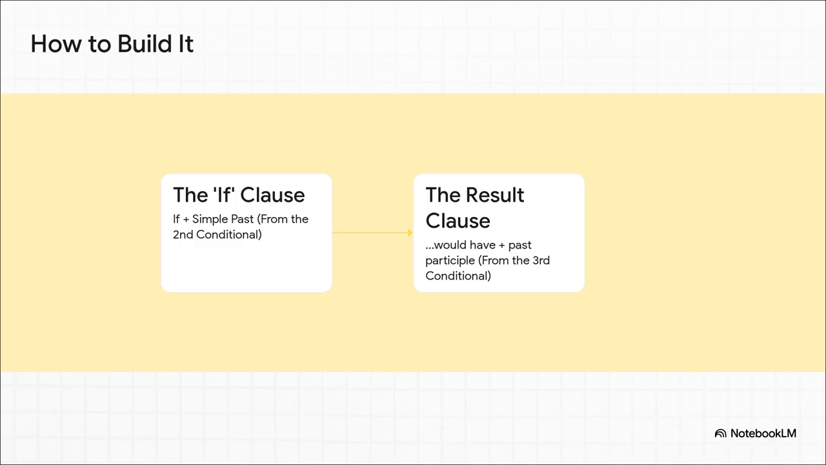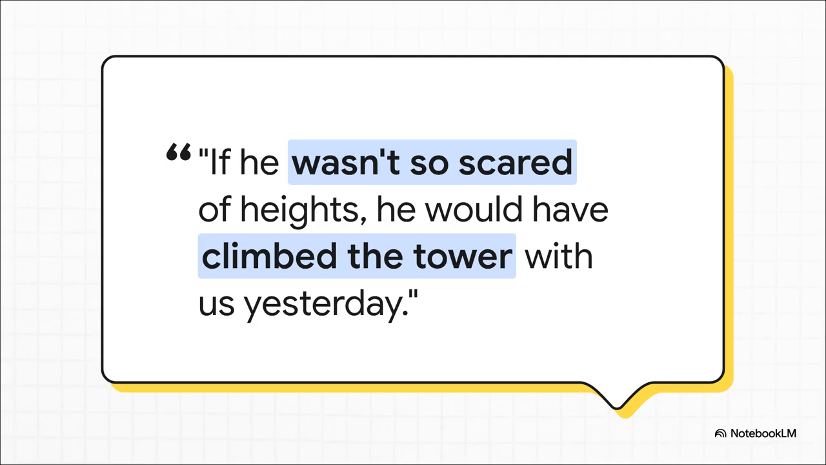And once again, we're just mixing our building blocks, but this time we've swapped them. The if part now uses the simple past. We're borrowing that from the second conditional for the unreal present. And the result, that uses would have plus the past participle, which we snag from the third conditional to talk about that unreal past result. We just flip the parts. This example makes it totally crystal clear.